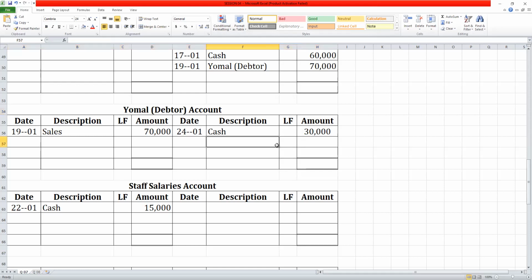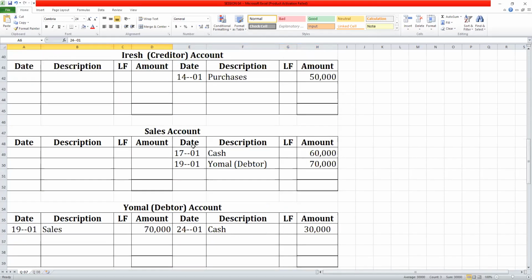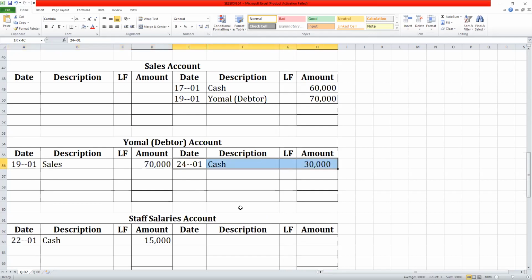Right. So the principles behind that double entry are these. Assets increase, debit. Assets decrease, credit. Okay, good.